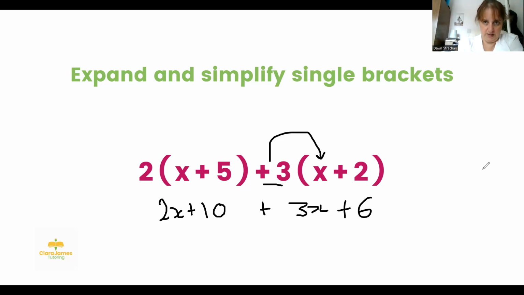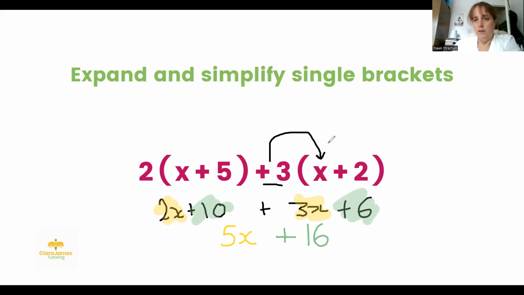Let me grab a highlighter. We've got a 2x here and a 2x here, so that will simplify down to 2 plus 3, which is 5x. And we have, let's go green, a 10 here and a 6 here. So they would simplify down to 10 plus 6, which is 16. So our answer for this one would be 5x plus 16.